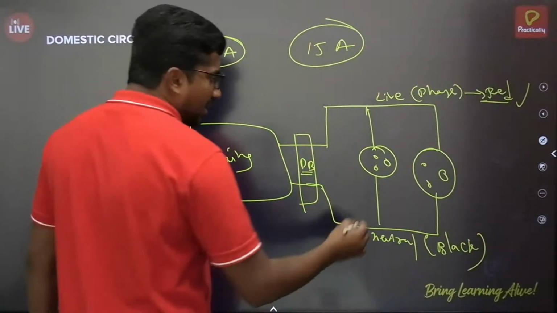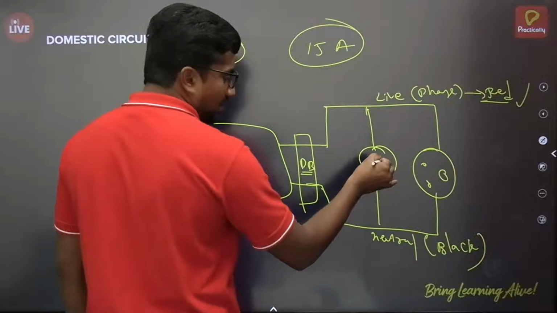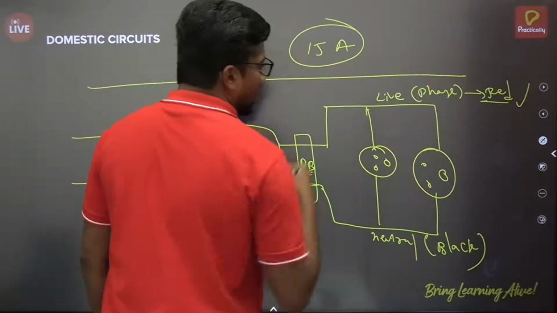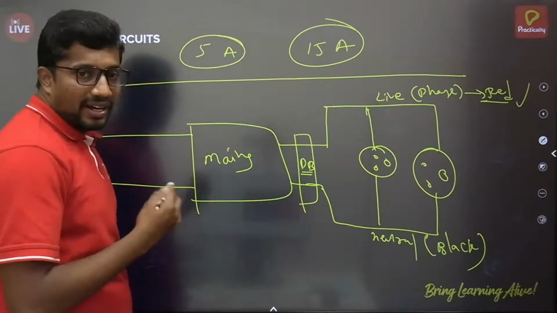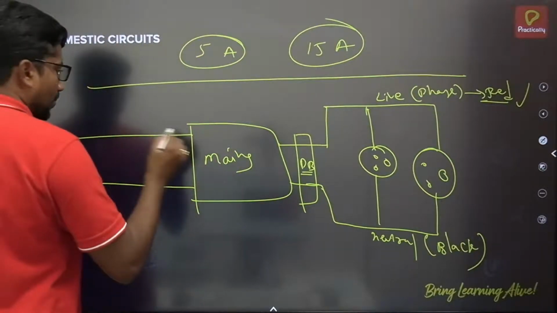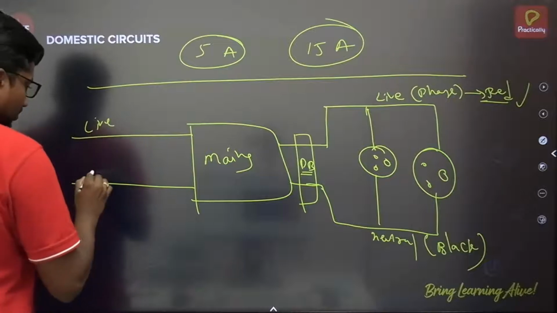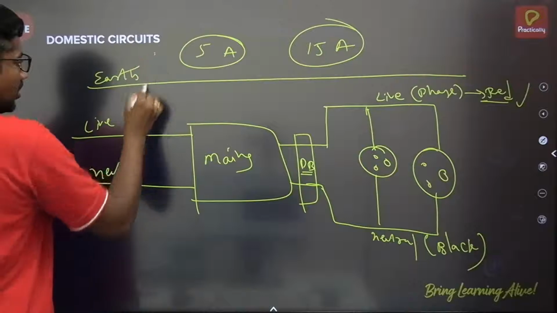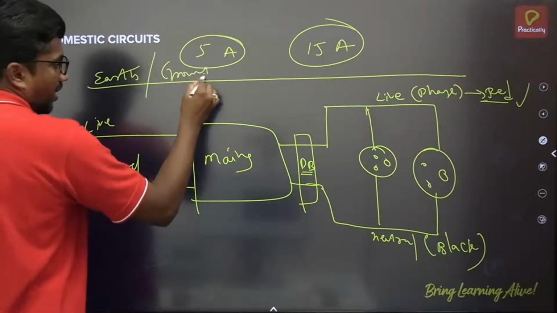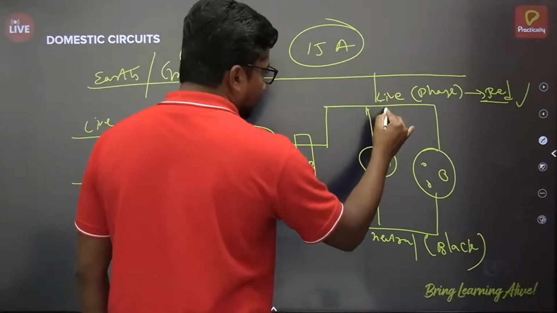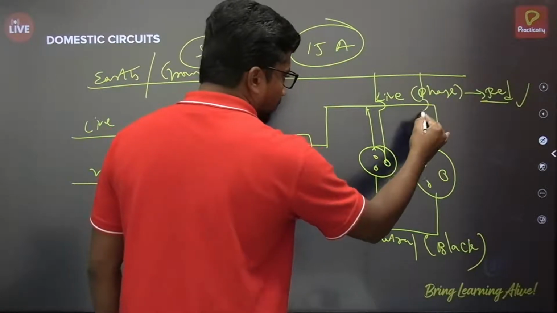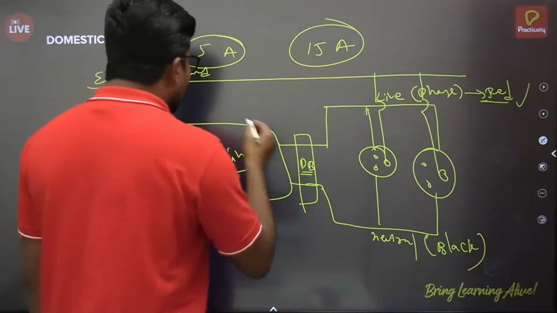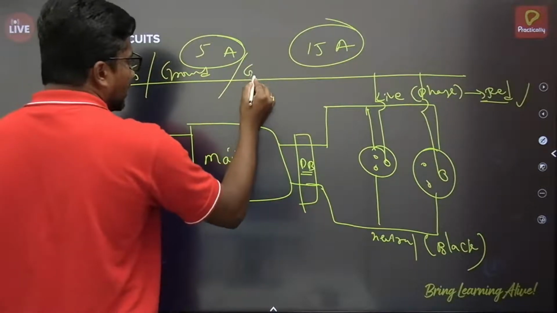And here the third plug, the third place, can be named as what? Earth wire. So live, neutral, earth or ground wire. Like that it will be connected. All right, so here this ground wire will be green in color.